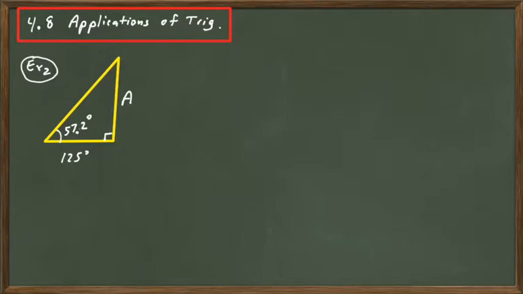I have an angle, and apparently I'm referencing its opposite and its adjacent. Opposite and adjacent tell me that I probably need to use tangent. Tangent of that angle, let me go ahead and just write it out. Tangent of an angle is equal to opposite over adjacent. So I'm going to fill some stuff in. Tangent of the angle, which is 57.2 degrees, equals the opposite, which is A, over the adjacent, which is not 125 degrees. That should be 125 feet.